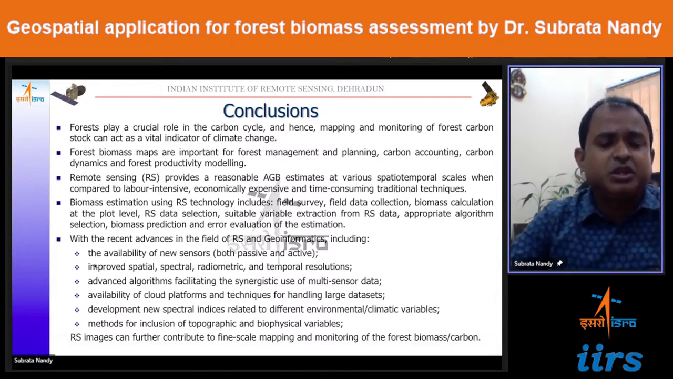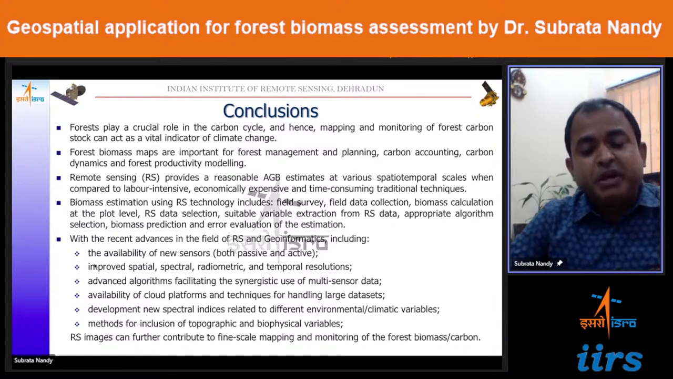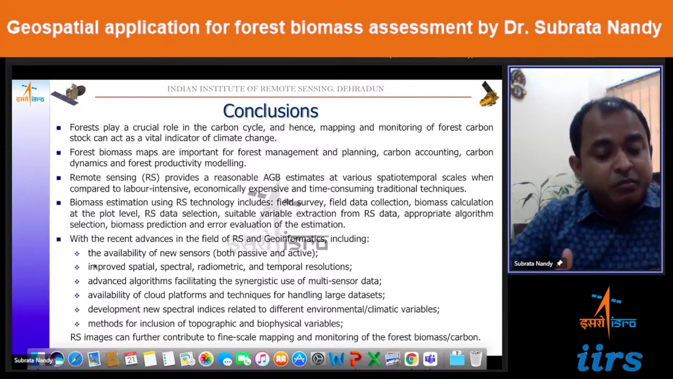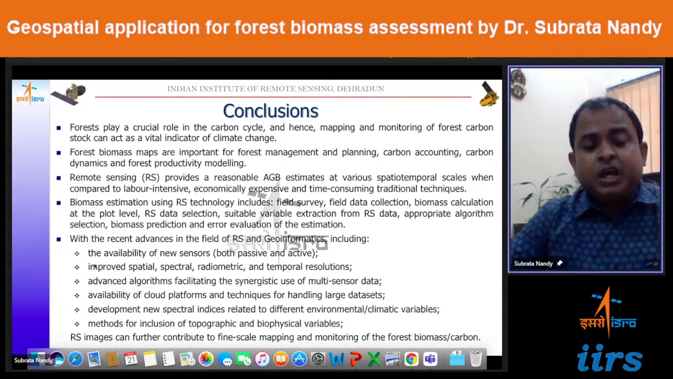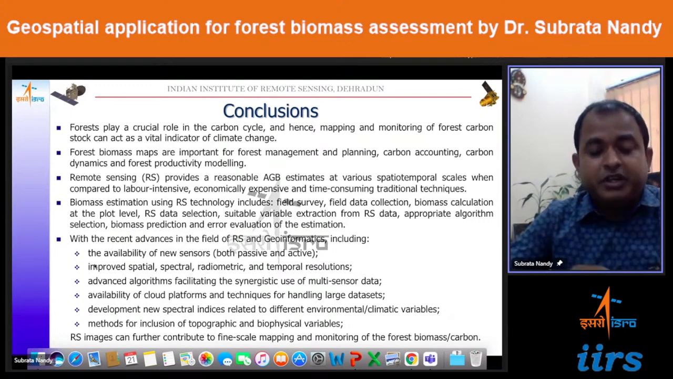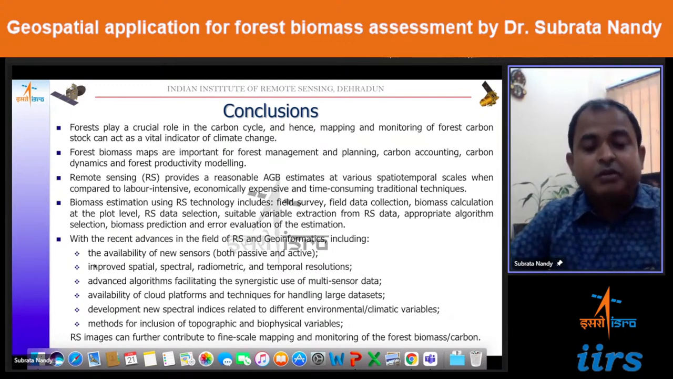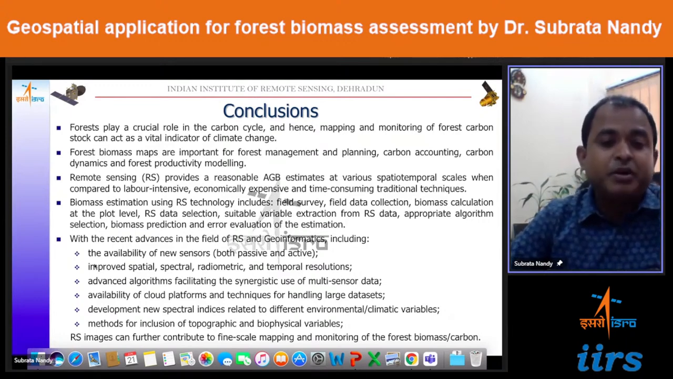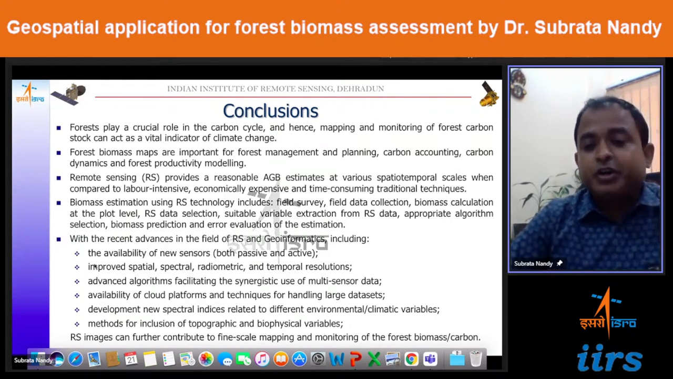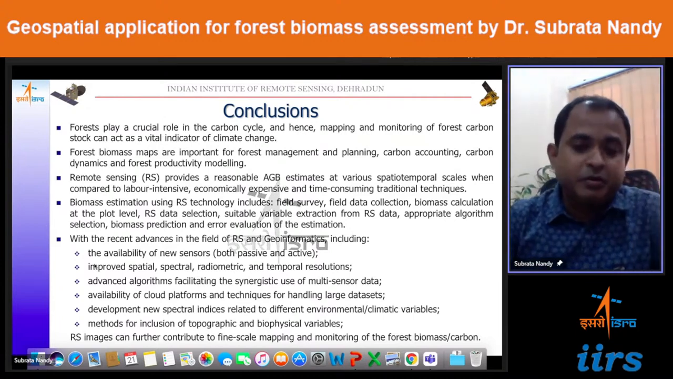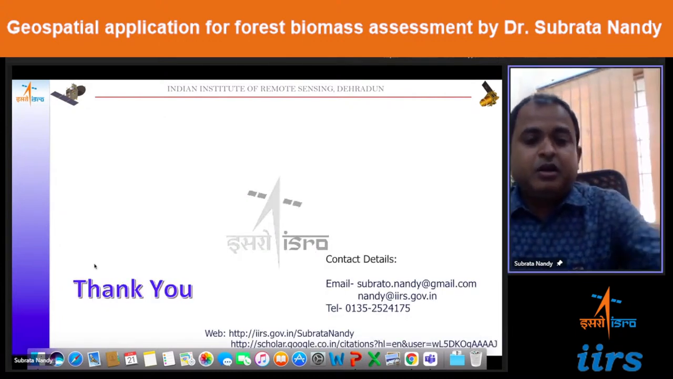This can be used for better estimation of biomass, and not only mapping but also monitoring of biomass. To conclude, I can say that the availability of data, algorithms, and platforms can lead to fine scale mapping and monitoring of forest biomass carbon. Thank you all.